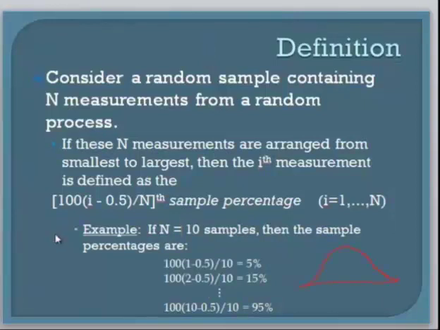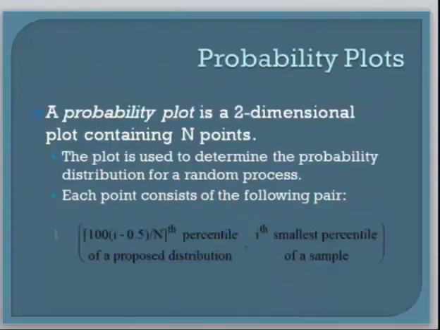This is the way we simply break down all of the 10 different samples. We would draw a Gaussian curve, and it would be something like 5%, 15%, 25%, and so forth. I'm not drawing it very well, but that's how we would divvy it out to get 10 different samples. That's just the mechanics behind it. So a probability plot is a two-dimensional plot that has n points, and that's exactly the plot I was showing you earlier. That's not very well done, but you get the idea.